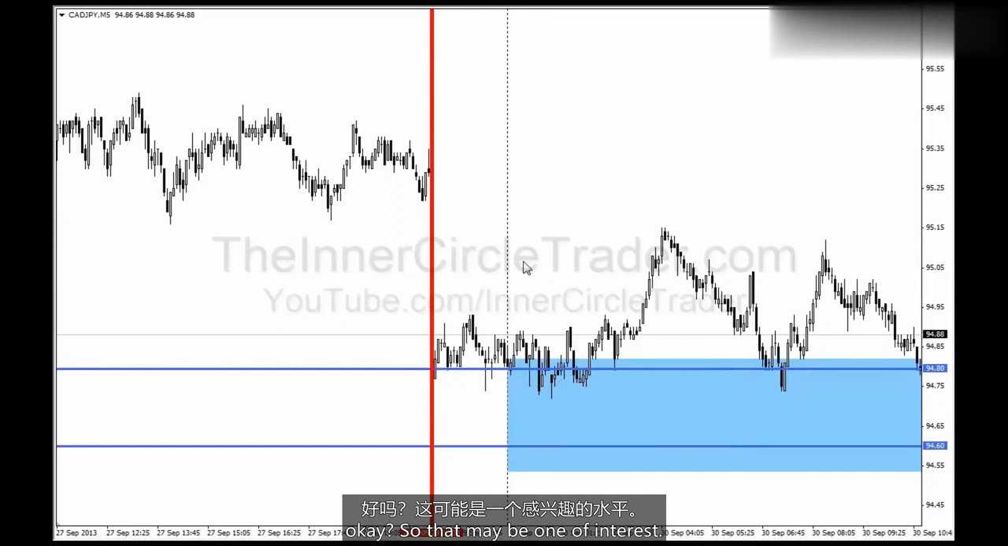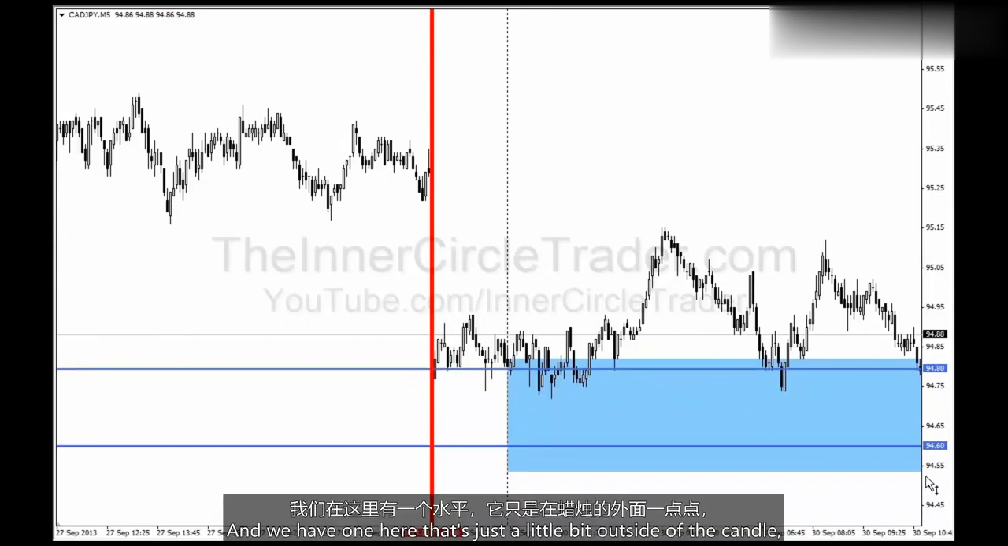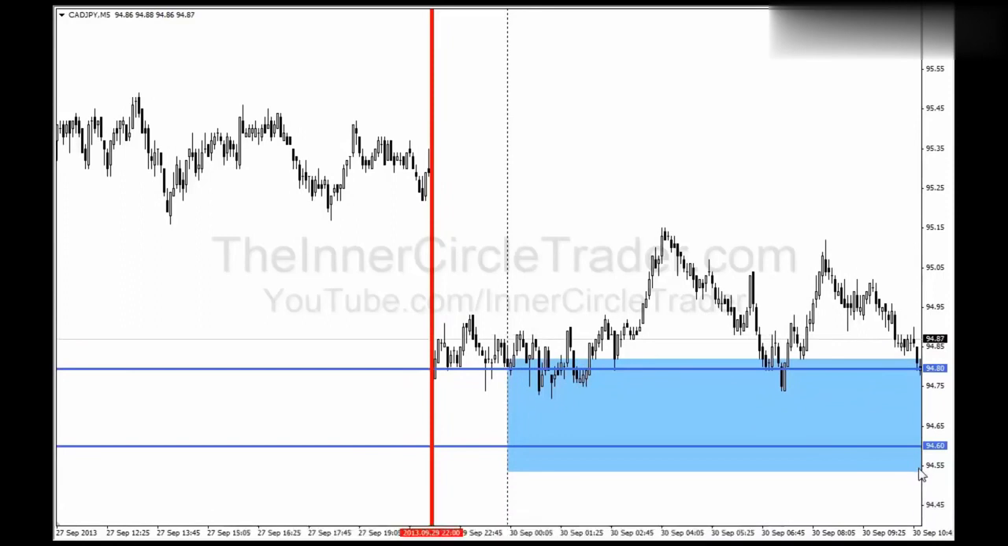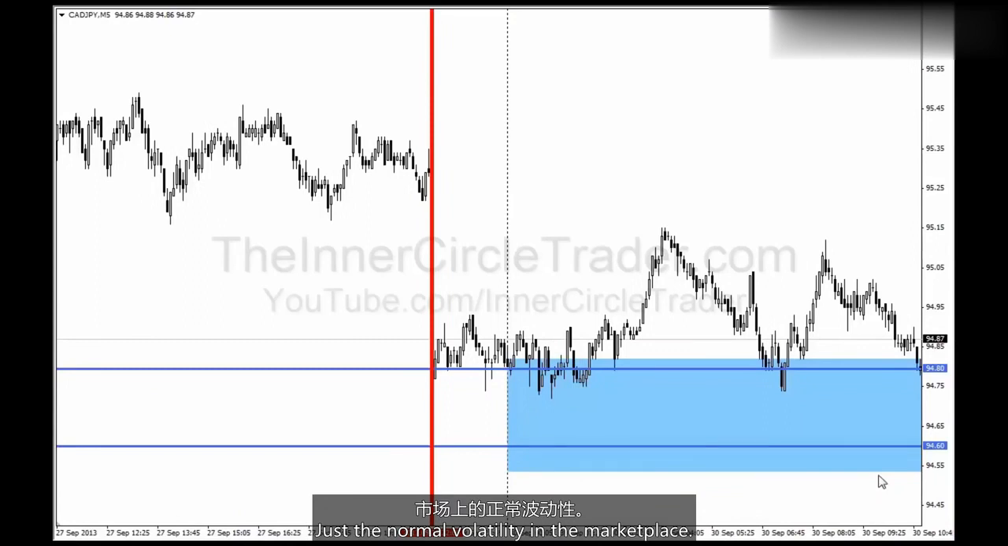So that may be one of interest. And we have one here that's just a little bit outside of the candle, but you still have to consider it because of static alone. Okay, just the normal volatility in the marketplace. If it goes to 94.60, and the order block dips below that, chances are it could utilize the 94.50 level, the big figure halfway part. In other words, it's a mid figure.